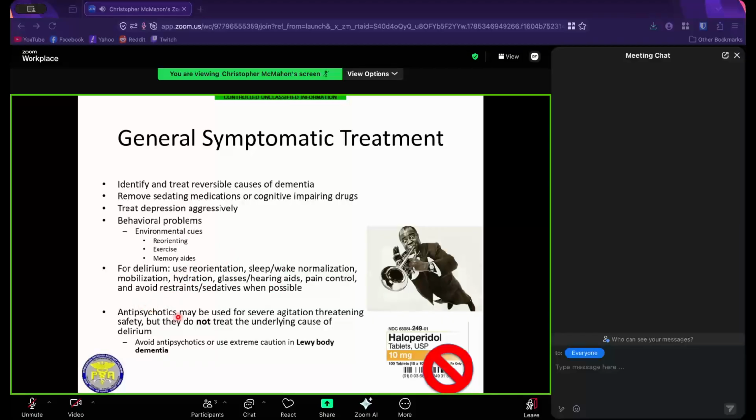And then antipsychotics may be used for severe agitation threatening safety, but they do not treat the underlying cause of delirium. And avoid antipsychotics, especially with those Lewy body dementias. This is going to cause a lot of issues if we add that on to Louis Armstrong.